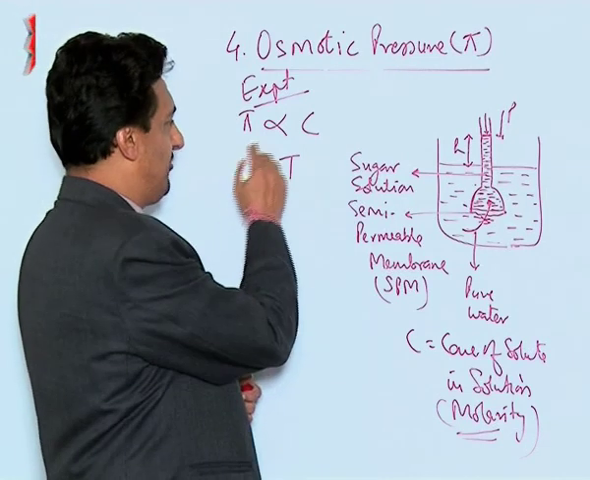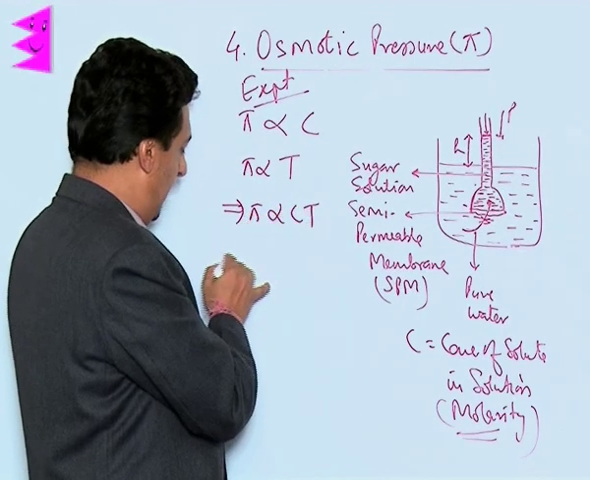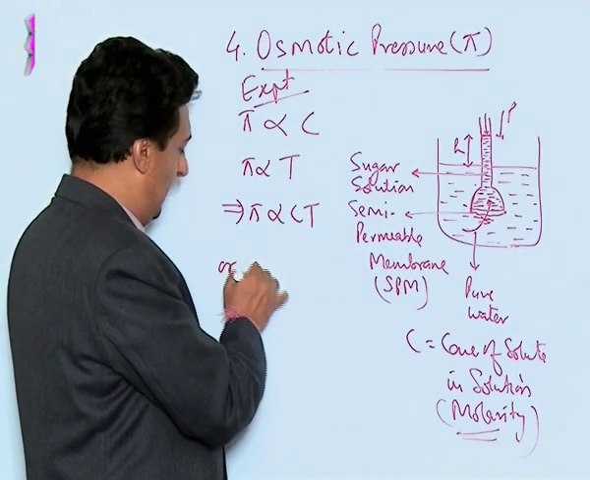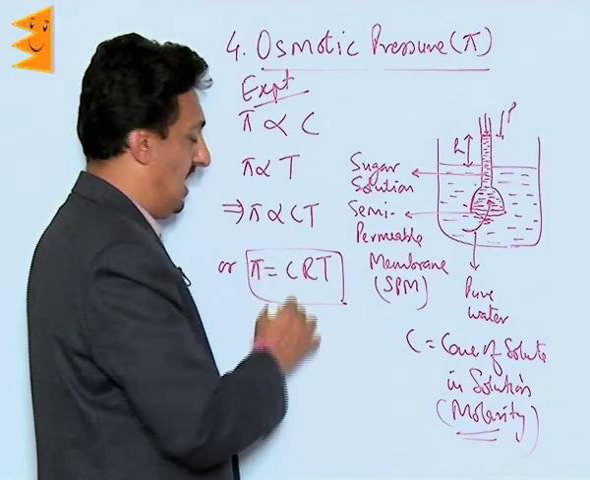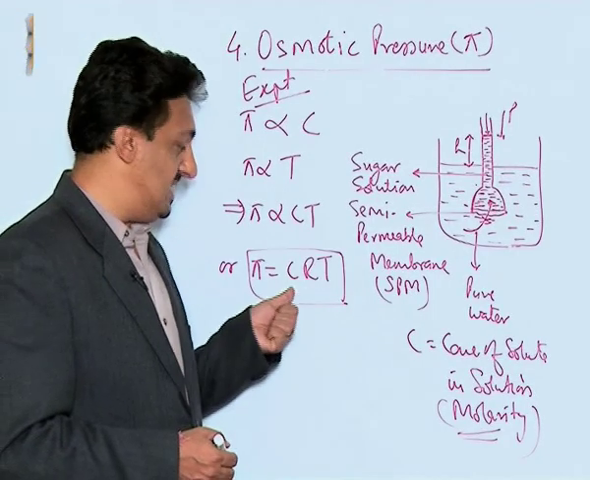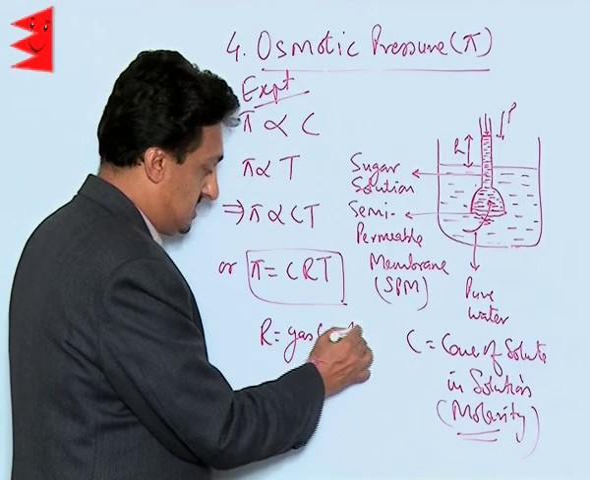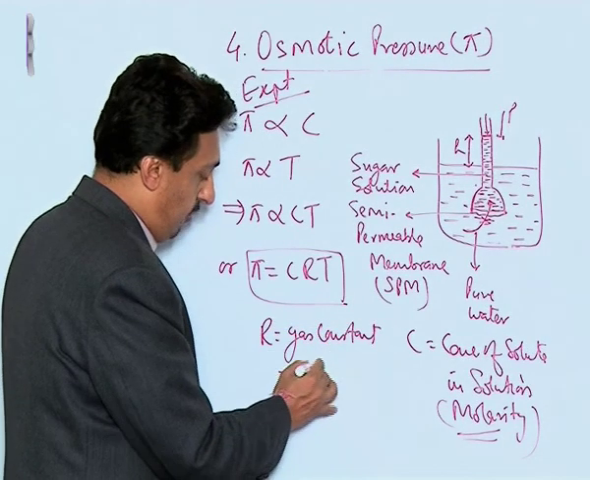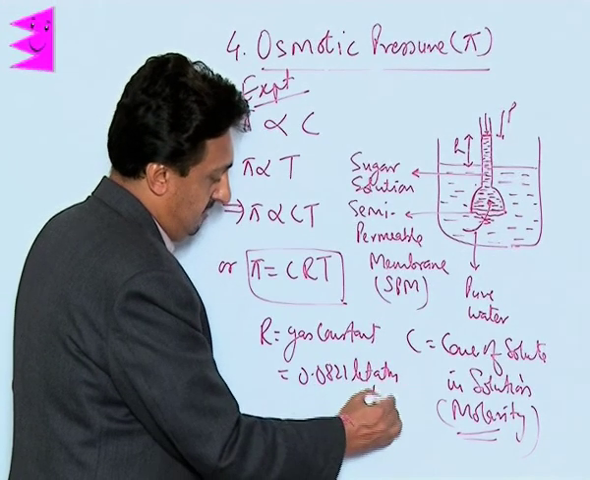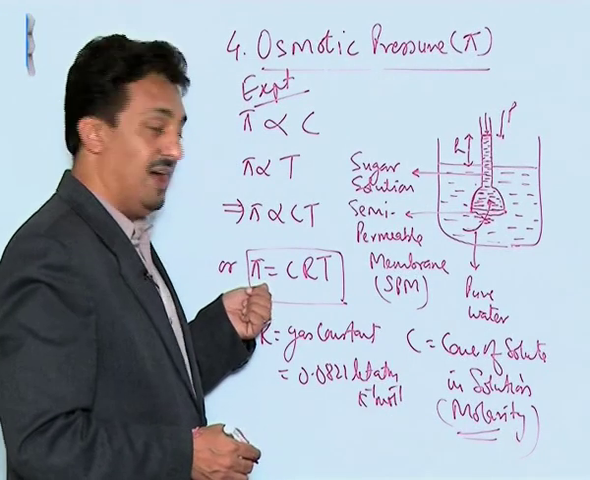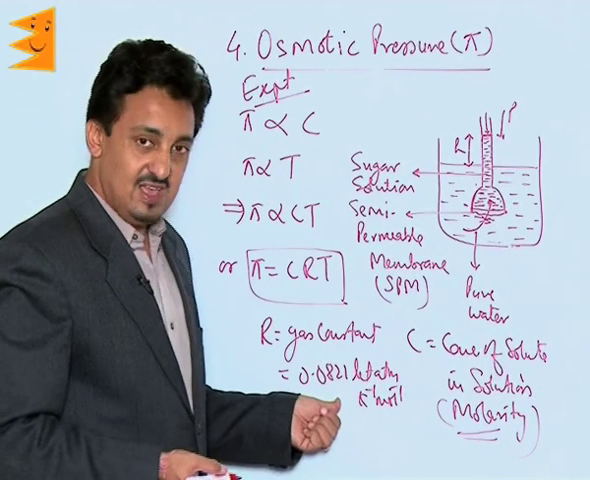So pi is proportional to C, pi is proportional to T. So what we can make out is pi is proportional to CT, and this proportionality is converted into an equation by a constant which is R. So the formula for finding pi is pi = CRT, where R is the same gas constant whose value will be 0.0821 liter atmosphere per Kelvin per mole if we are finding pi in terms of atm, and if it is in terms of bar, it will be 0.083 and so on.